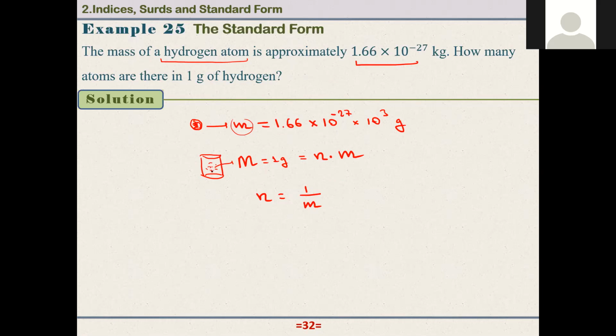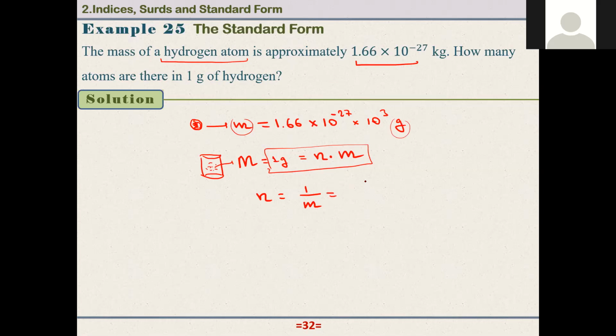So actually we don't know how many atoms we have inside, but we know the individual mass, the mass of one hydrogen atom. And here we are assuming there are N such atoms inside this container. So just by using this equation, we can find N. N equals 1 over M. The unit of measurement here is gram, and on the right-hand side also it is gram, right? They cancel out each other.